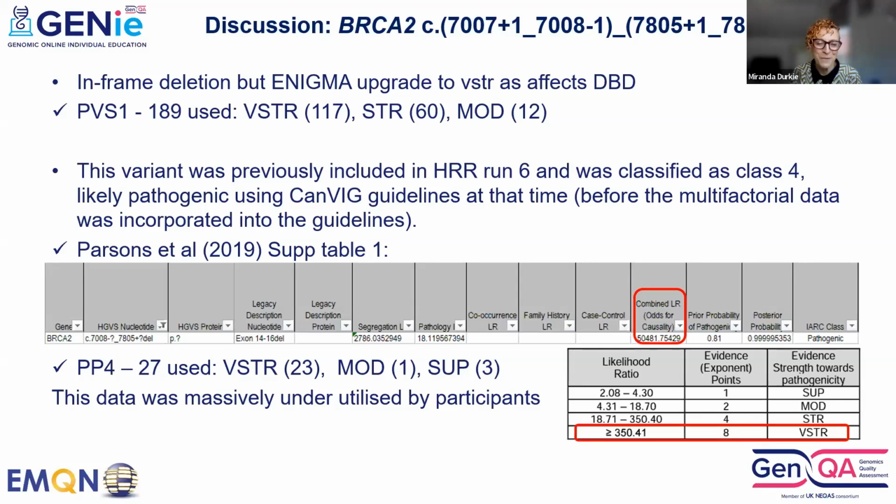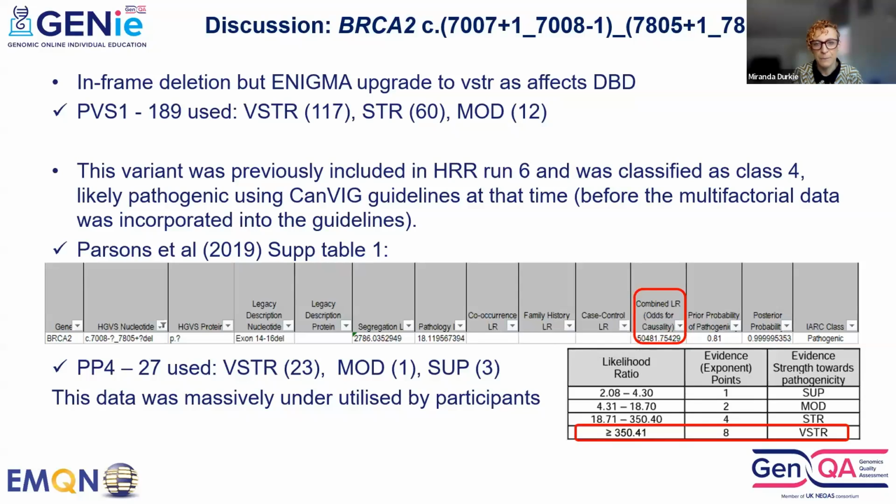And this variant, we like to do this sometimes. We previously included it in one of these earlier EMQN GTEC runs, and it was an HRR run 6, and we previously classified it as class 4 likely pathogenic using the CanVIG guidelines at that time. So I don't know whether that was why a large number of participants went for the likely pathogenic, kind of using the same classification as before. But this was actually classified before the multifactorial data was incorporated into the CanVIG guidelines.